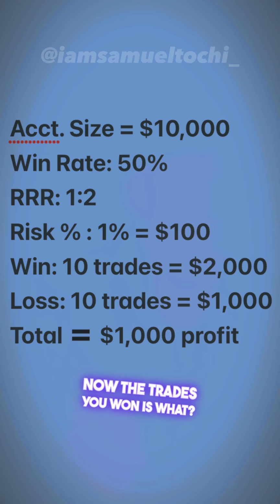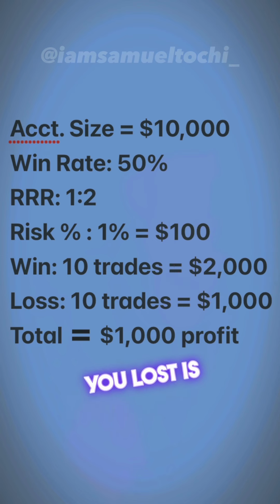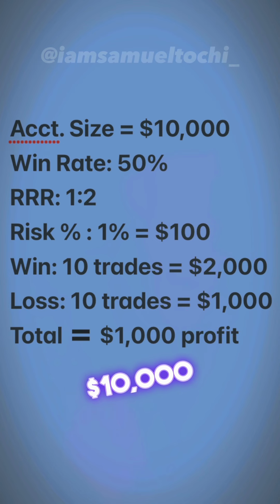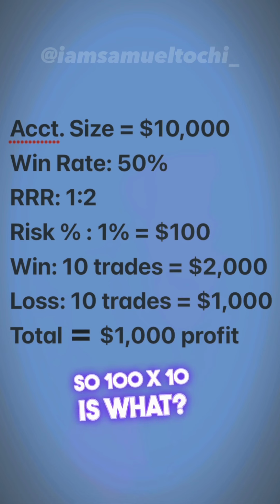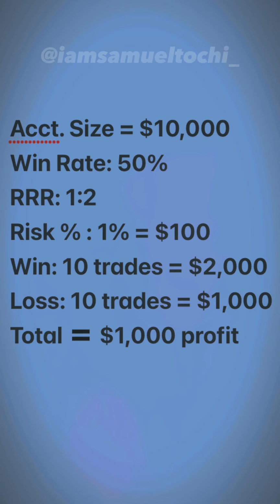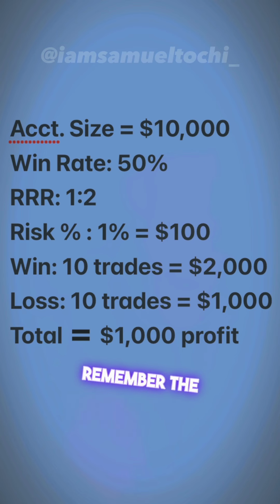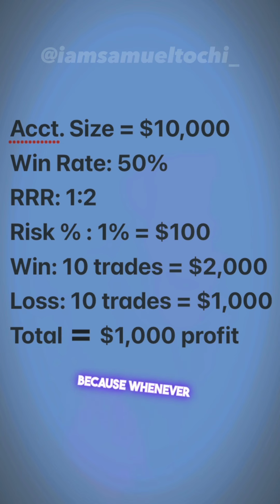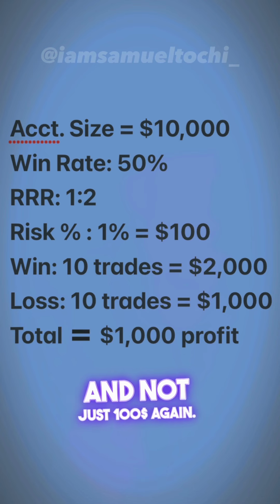Now the trades you won is what? $2,000, and the trades you lost is what? $1,000. Why? Because 1% of a $10,000 account is what? $100. So 100 times 10 is what? 1,000, and wins is times 2 of it because you are risking 1 to make 2. Remember the risk to reward, right? So the wins is what? 2,000, because whenever you are winning it's times 2 and not just 100 again, right?